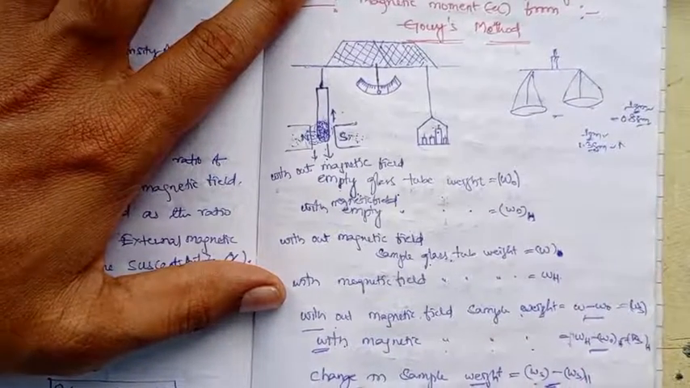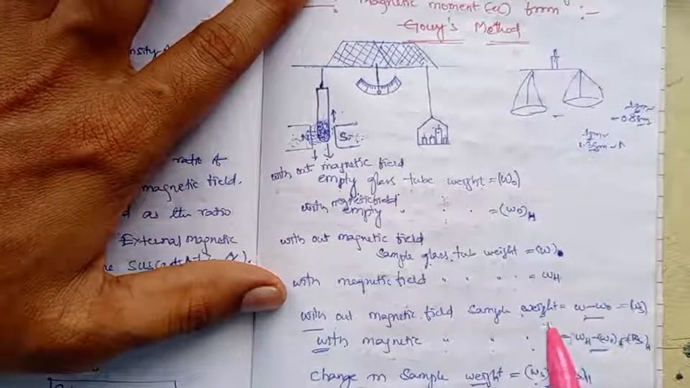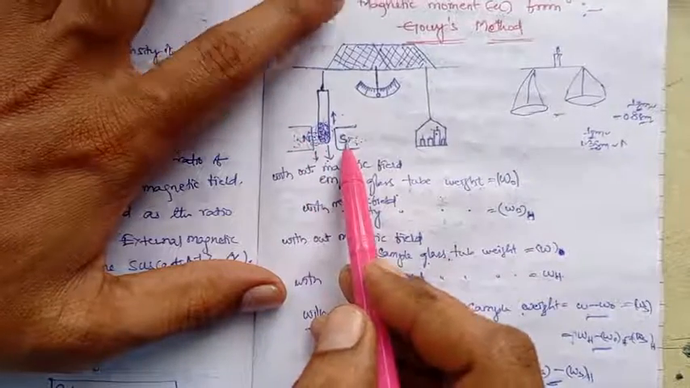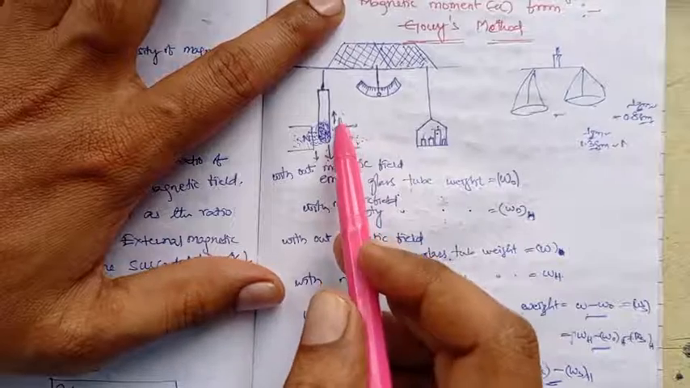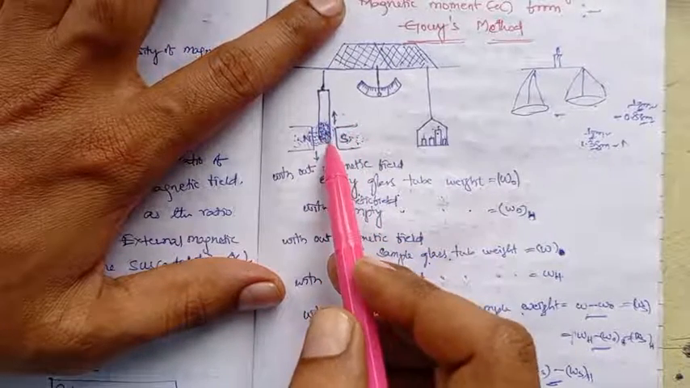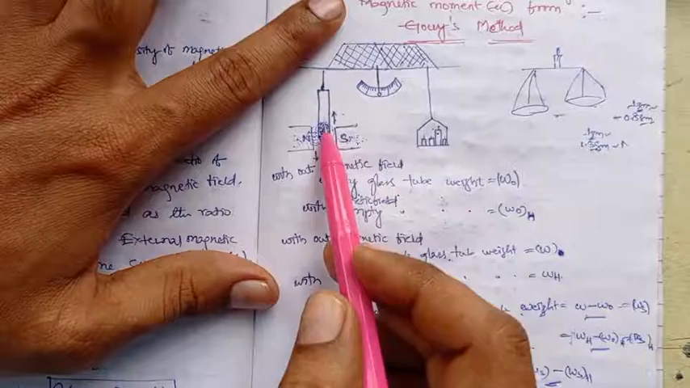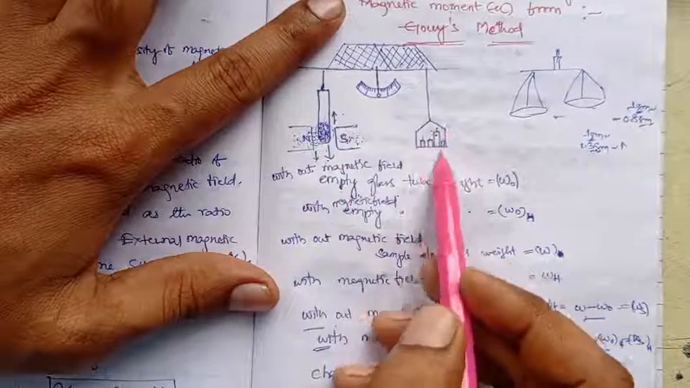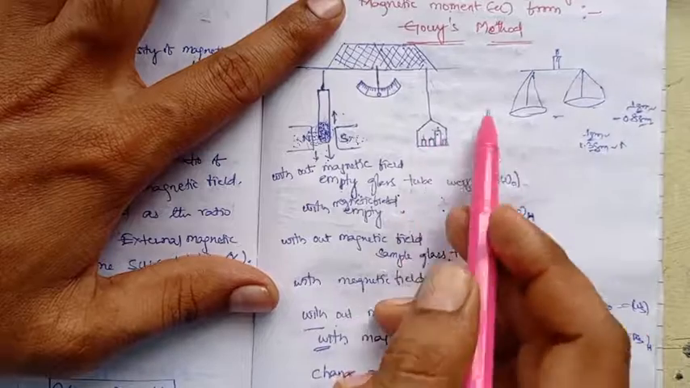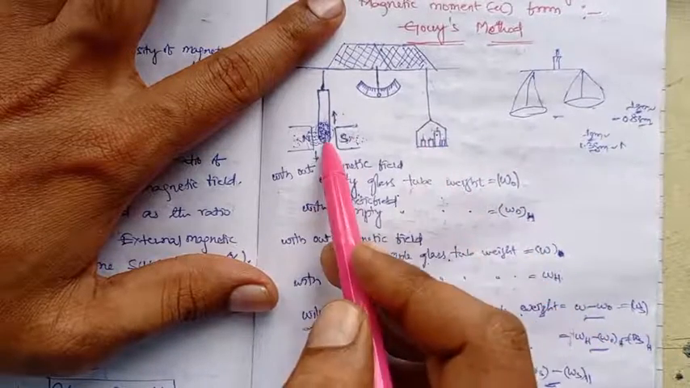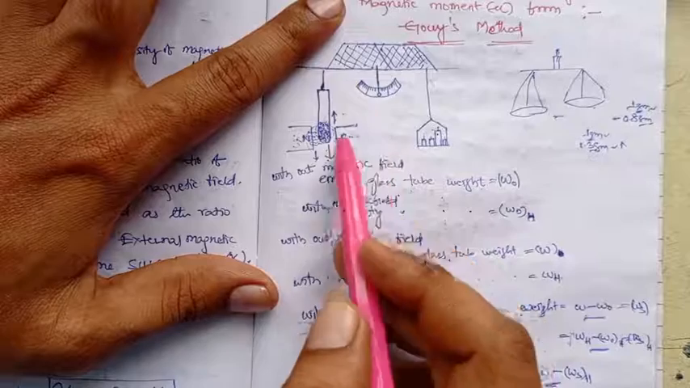Why does this happen? The change in sample weight is because of the external magnetic field force; the substance is either attracted or repelled. When it is attracted, the weight of the sample increases. The right side pan goes upward, it becomes lighter, so you have to add weight. When you add the weight, the weight of the sample is increasing, right.